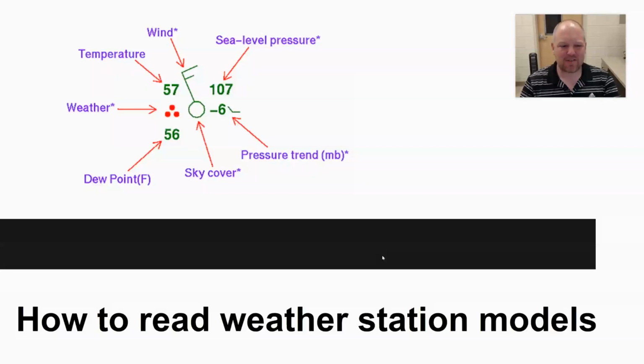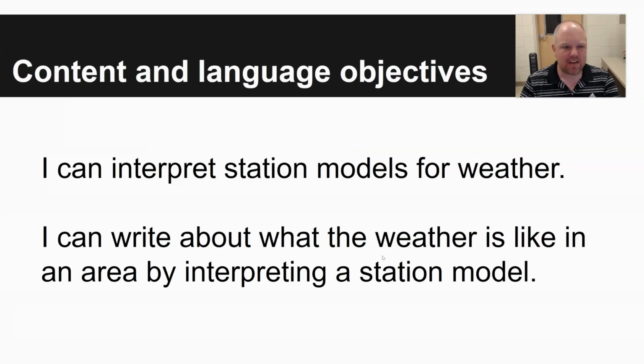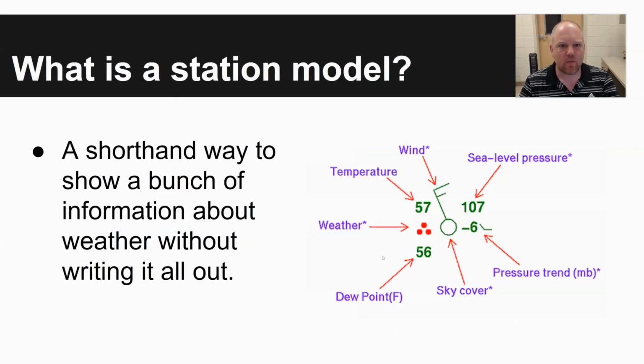Hello, in this video I'm going to explain how to read weather station models. First, the content and language objectives. The content objective is I can interpret station models for weather. The language objective is I can write about what the weather is like in an area by interpreting a station model. So first of all, what is a station model?